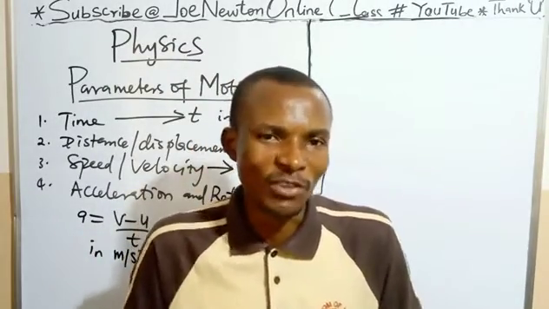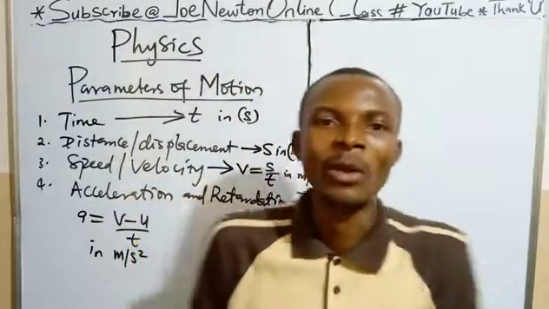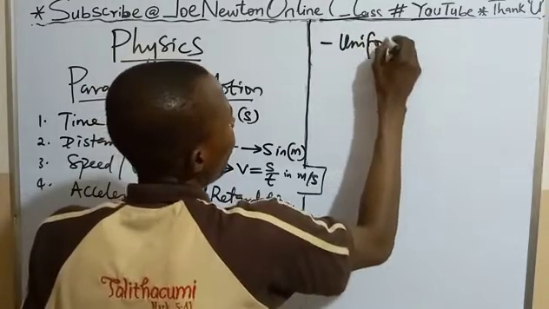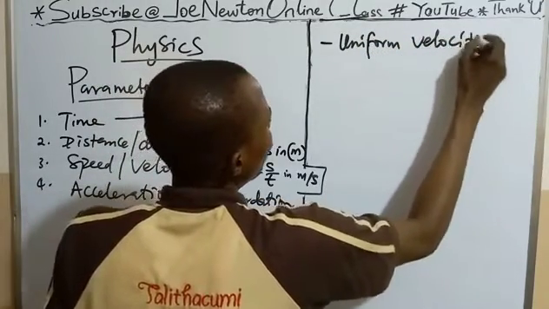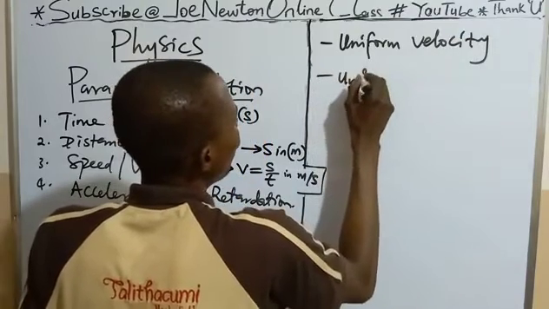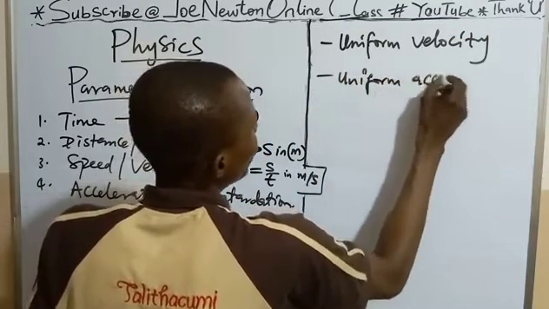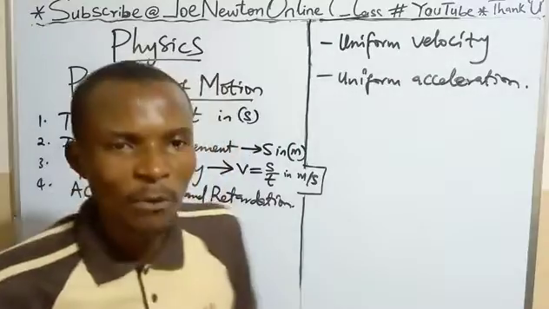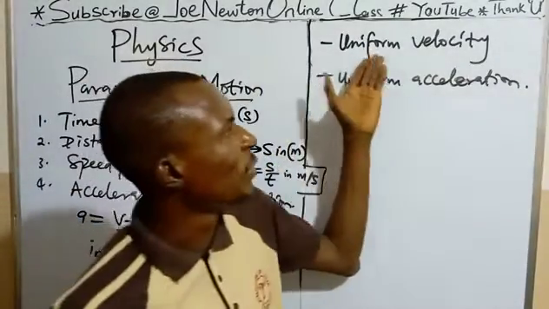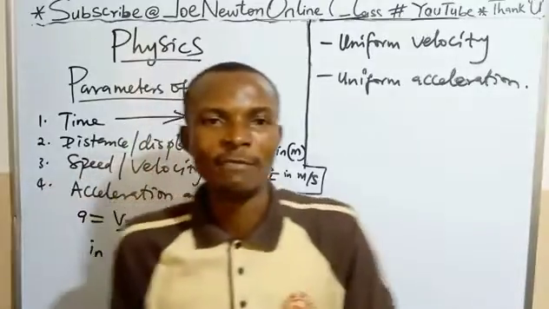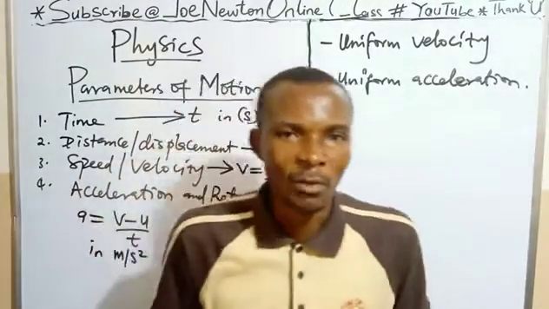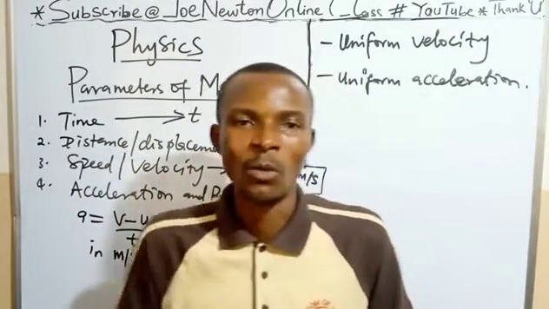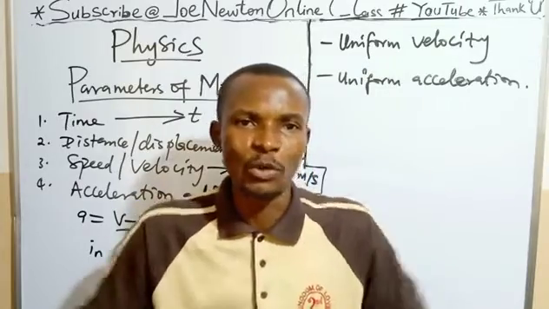But let us look at some concepts that are related to this, concepts like uniform velocity and uniform acceleration. Yes, some people misunderstand these terms. When we say uniform velocity, we simply mean constant velocity. That is when the time rate of change of displacement of a body in motion is constant with the time interval, we now say that the body is traveling or moving with uniform velocity.